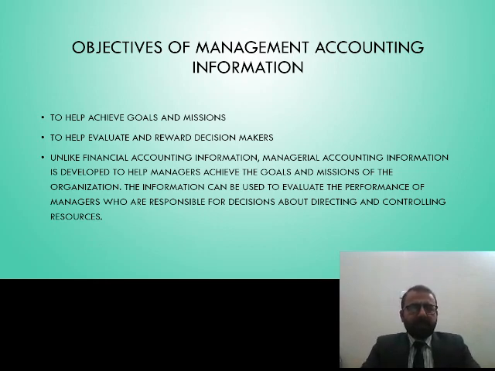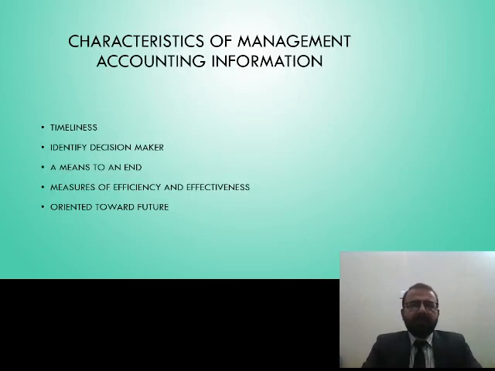Unlike financial accounting information, managerial accounting information is developed to help managers achieve the goals and missions of the organization. The information can be used to evaluate the performance of managers who are responsible for decisions about directing and controlling resources. Characteristics of management accounting information are timeliness, identify decision maker, a means to an end, measures of efficiency and effectiveness, and oriented towards future.